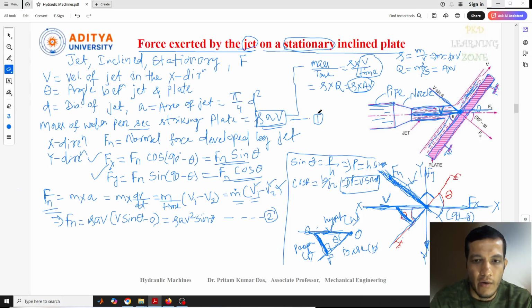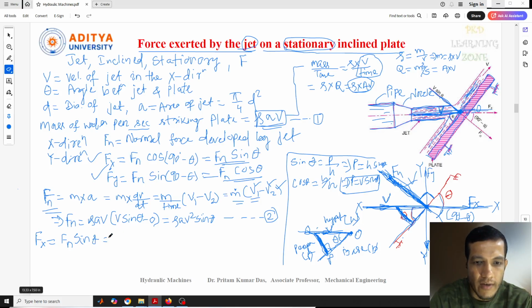Okay, now we need to find out the force which is resolved in the two directions, the normal force resolved in the x direction and y direction. So again, immediately we write the value of Fx. The value of Fx is the component of Fn in the direction of flow, and we already got this: Fn sine theta. I hope you are getting this point.